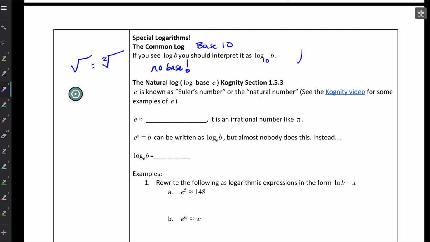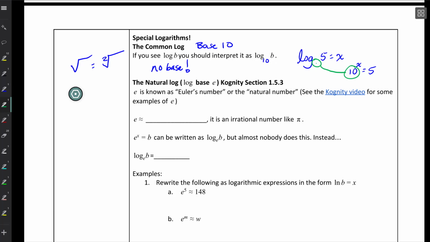Okay? So if we had log of 5 equals x, then what this expression is actually equivalent to is 10 to the x equals 5. My base, even though I don't see it, I know it is 10. Okay? Now, the other special one, this is where we get into 1.5.3, is the natural log.